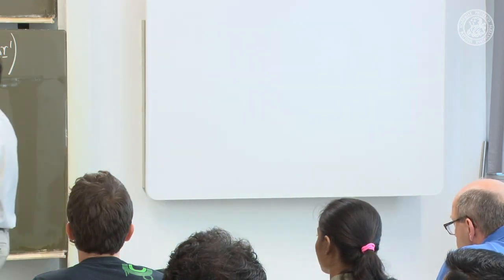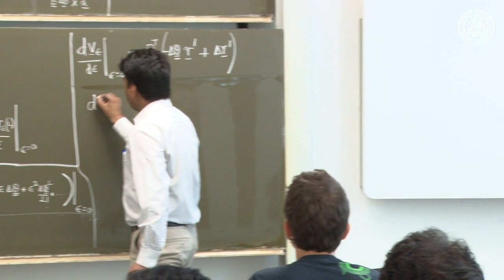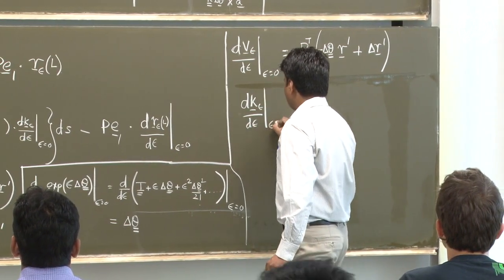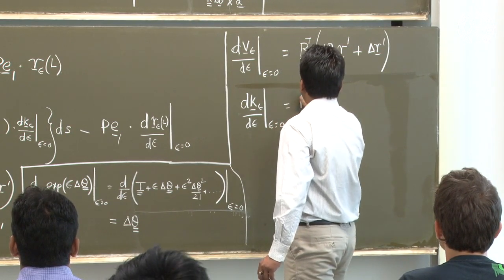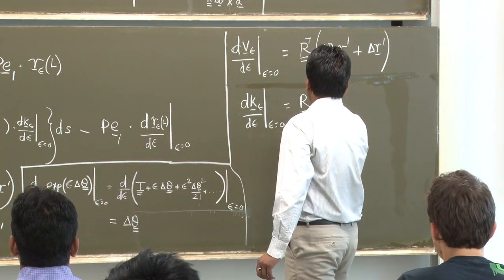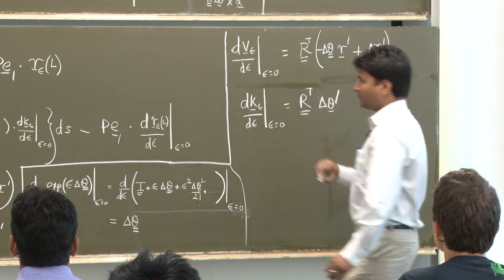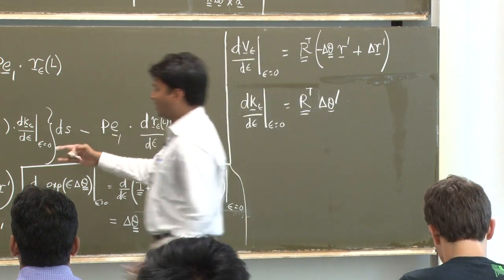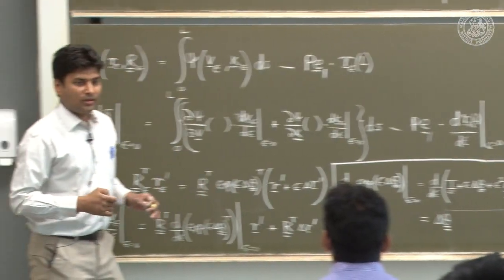Okay, so here's the result. So dk epsilon over d epsilon at epsilon equal to 0 is simply r transpose delta theta prime. All right, so now we can plug in these values in here, isn't it?